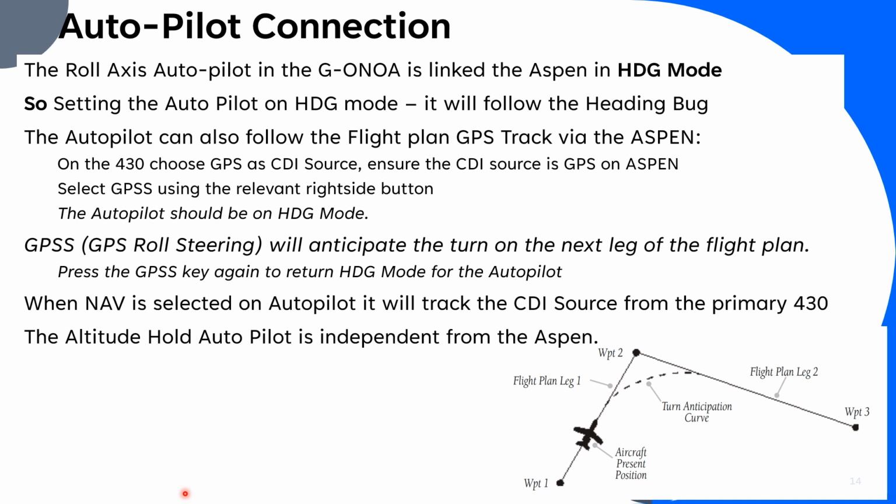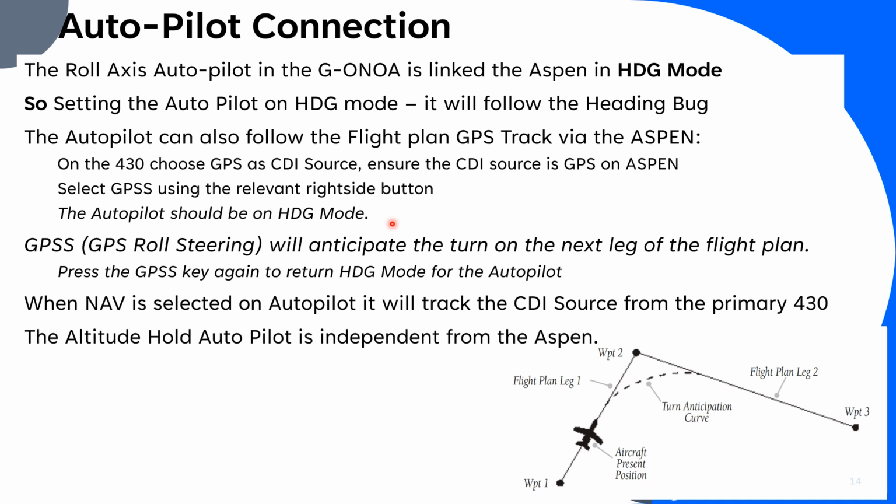The autopilot can also follow a flight plan or GPS track via the Aspen. To do this, on the GPS, choose GPS as a CDI source. You need to have a flight plan or direct-to set, and then ensure the CDI source on the GPS is on the Aspen too. Then, using the right button next to the letters GPSS, GPS steer, select that mode, leave the autopilot in heading mode, and then GPS roll steering will take over.